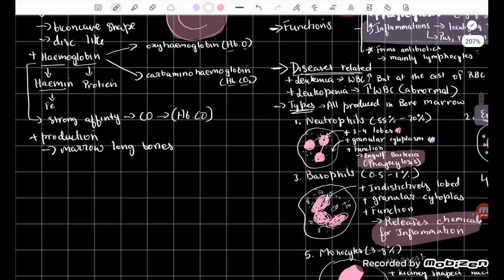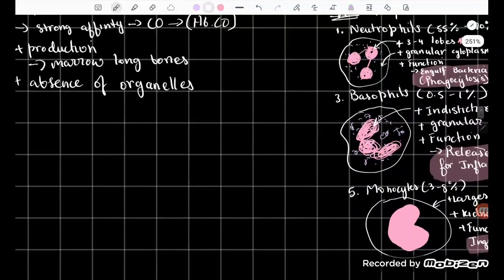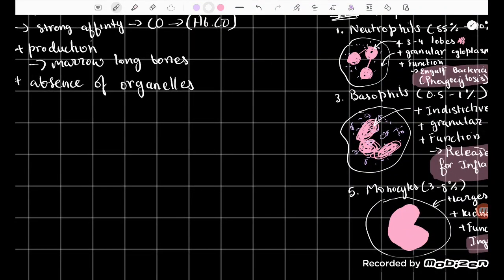Back on the biconcave shape. Okay, let's write absence of organelles. This is important because they might ask you questions on this, asking for reasons. First, let's get to know what all is absent.